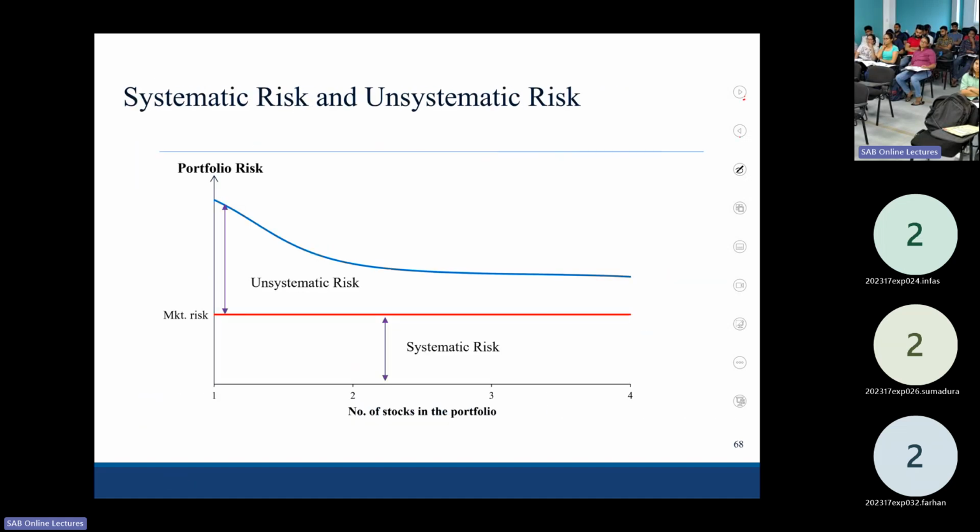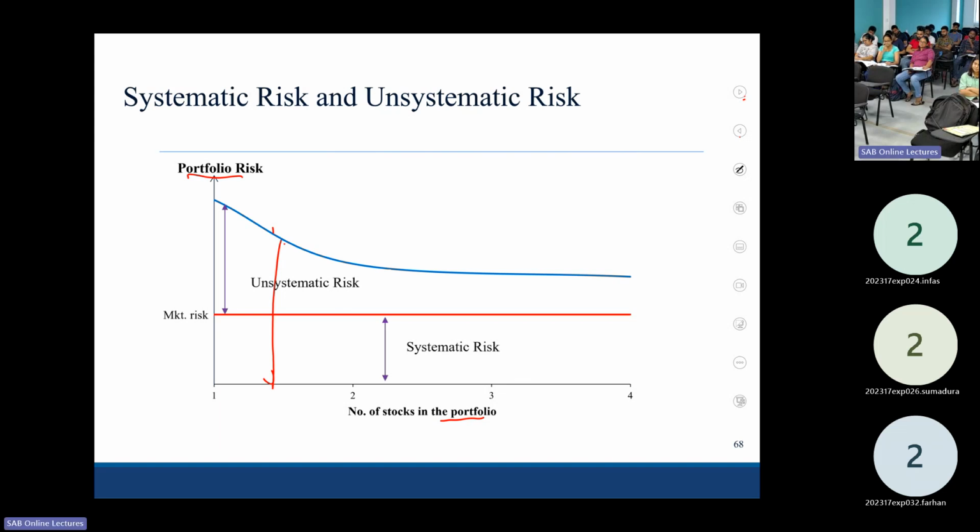Alright, now look at this diagram also. The same thing is implied. Here, the number of stocks in the portfolio, and this is portfolio risk. You know what portfolio risk is? Standard deviation of the portfolio. The number of stocks in the portfolio is increasing like this. This is total risk. Total risk means unsystematic risk plus systematic risk. From here to here, total risk is unsystematic risk plus systematic risk.